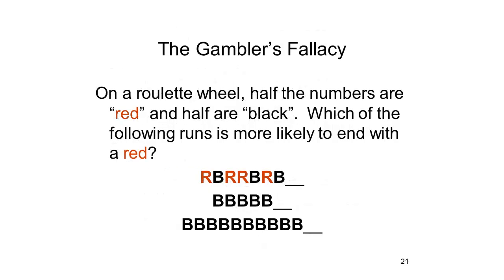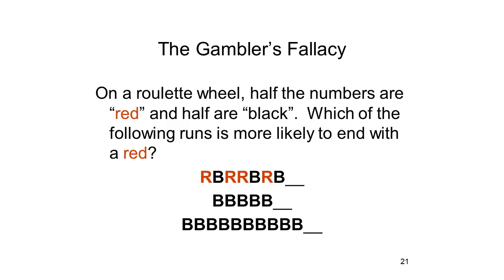Here's another example, what's known as the gambler's fallacy. On a fair roulette wheel, half the numbers are red and half the numbers are black. Now, which of the following runs seems most likely to end with a red number? Most people, except maybe people who have just been exposed to the birth problem, which we've just discussed, choose the third sequence. Number 1 looks random and unpredictable. A red followed by a black, then 2 reds, then a black, a red, and a black. You don't really know what's going to happen next.